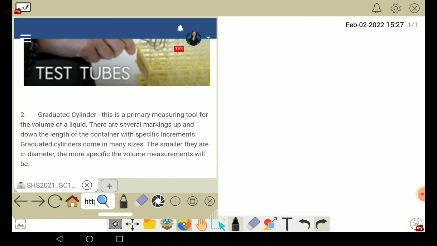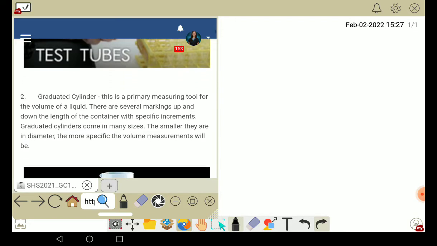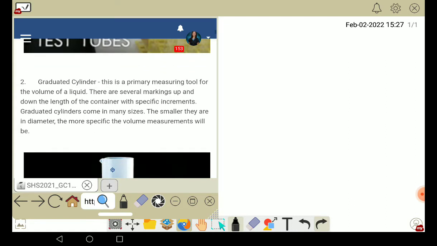Okay, the second one is our graduated cylinder. When we say graduated, this only means that there is a specific unit of measure located on the cylinder. So this is a primary measuring tool for the volume of liquid. Only, our graduated cylinder can only accommodate a small volume of liquid. There are several markings up and down the length of the container, with specific increments. That is what we call graduation.